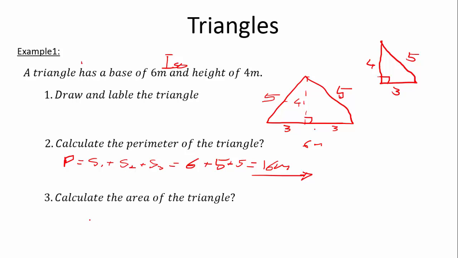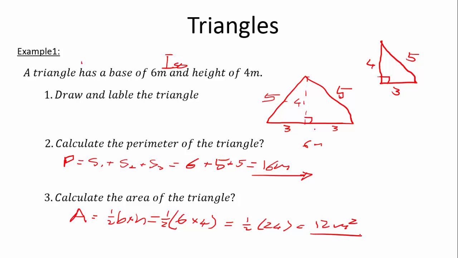Okay, calculate the area of the triangle. Area of the triangle, you know how to calculate. The area of the triangle is equal to a half base multiplied by height. What is the base in this case? 6, a half. 6 multiplied by height is 4. What is 6 times 4? That is equal to 24. So a half of 24 is equal to 12 meters squared. Well done, grade 8.